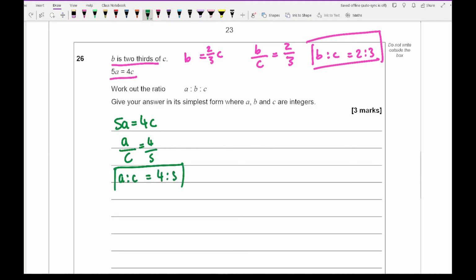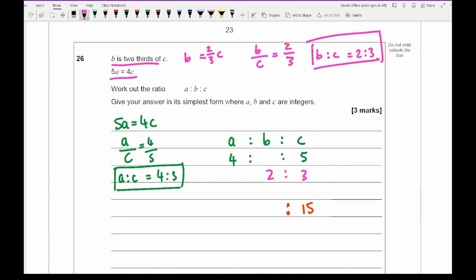Now using these ratios, what I'm trying to do is get one letter the same. So here I've got A to C and B to C. So here I've got A, B and C. So if I just substitute the numbers in, I've got that this ratio is 4 to 5, and this ratio here, if I just write in pink, is 2 to 3. So what I'm trying to do is find a common ratio. So if I then make C 15, then what I'm doing is I'm multiplying this ratio by 5.